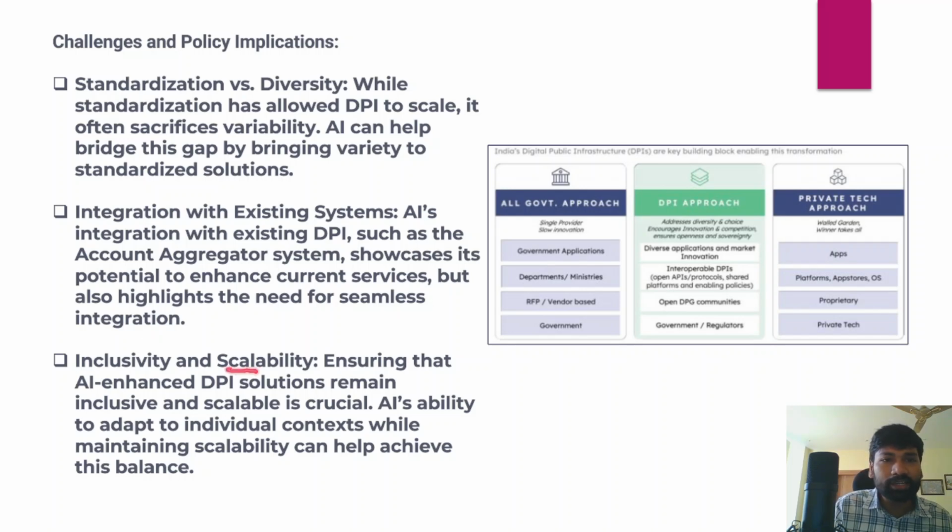After that, the inclusivity and scalability of artificial intelligence in domestic digital public infrastructure is very important. When we talk about inclusivity, it should be accessible to everyone irrespective of social, regional, or linguistic differences. There should not be any disparities. The AI-enhanced digital public infrastructure solutions should remain inclusive, and their scalability is very important here. Artificial intelligence has wide scope for adaptability to individual context, and it can also maintain scalability, and that can help achieve the balance between inclusivity and scalability of AI-enhanced DPI solutions.